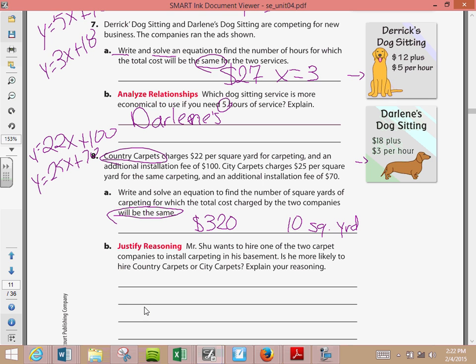Think critically. How can I figure out which one is cheaper if I have more than 10 square yards? Just plug in 11, see which one is cheaper, because they'll change. They're equal at 10, and that is the only point where they're equal. So at 11, it will tell me which one's cheaper. Try that on your own. Go.